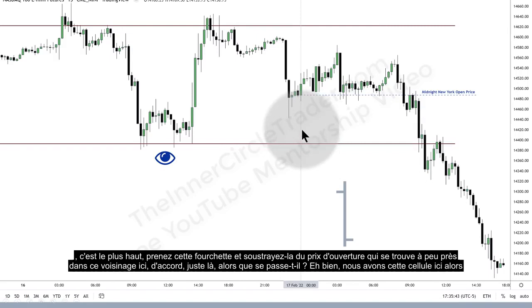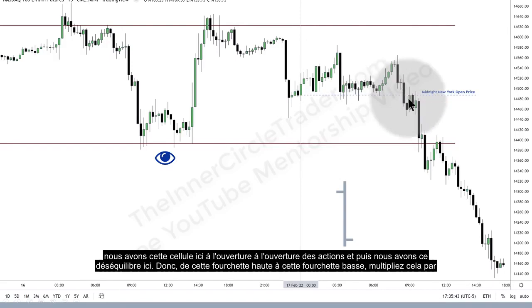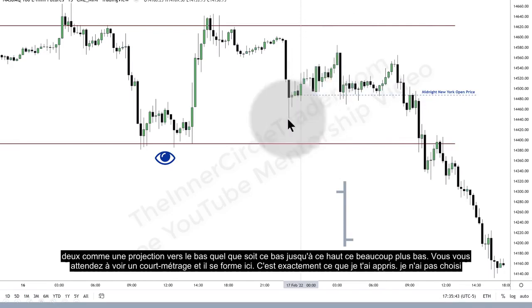Okay, right in there. So what's occurring? Well, we have this sell here. Then we have this sell here at the equities opening. And then we have this imbalance in here. So from this range high to that low, multiply that by 2 as a projection. In other words, whatever that low is to that high, that much lower you'll expect to see a short. And it forms right here.